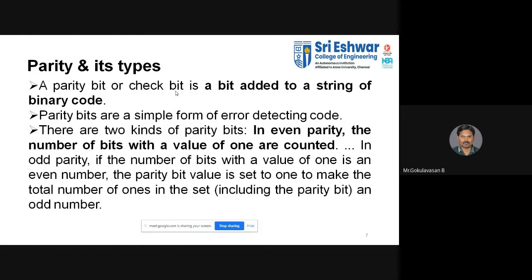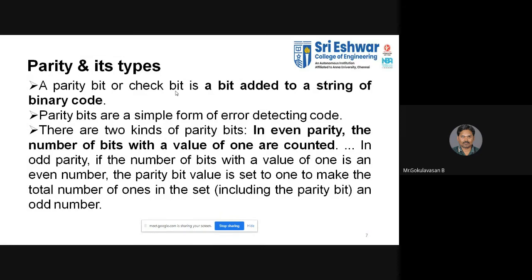odd number. In odd parity, what we will normally do is, if I have a string of data, I will count how many ones are there. If that number of ones is an even number, then I will add the parity bit as 1 to make the number of ones in the string, including the parity bit, an odd number. If the count is already an odd number, then no issues, I can leave it as such. I can add 0 as the parity bit. The same thing we are going to follow for even parity also.